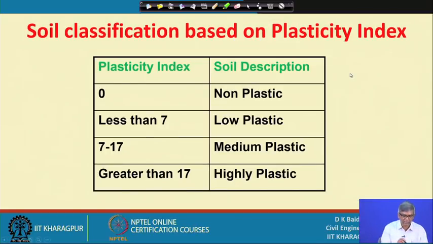Similarly, if the plasticity index is less than 7, that soil is classified as low plastic. If it is between 7 and 17, it is medium plastic. Greater than 17, that is highly plastic.